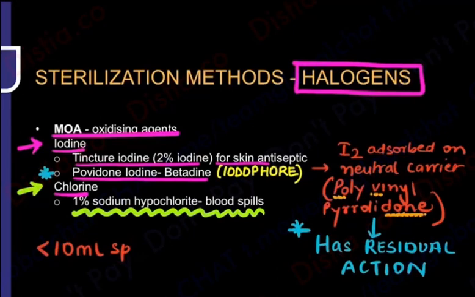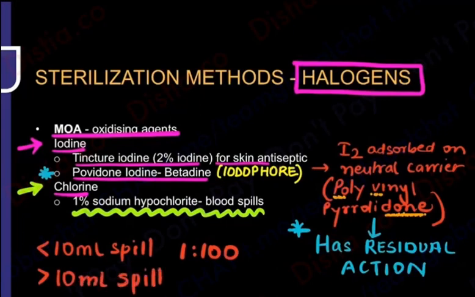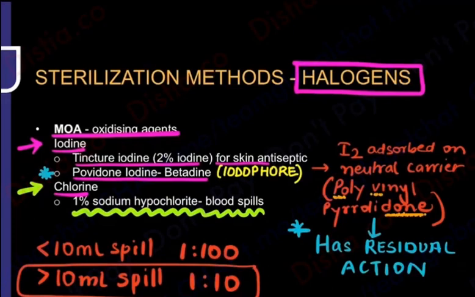How should I prepare? If you have a spill of less than 10 ml, you should use a 1:100 dilution. If there is a more than 10 ml spill, you should use a higher concentration, of course, because there's too much spill. So you should use 1:10, which means you dilute it in 10 times water. So you basically dilute this hypochlorite in water.